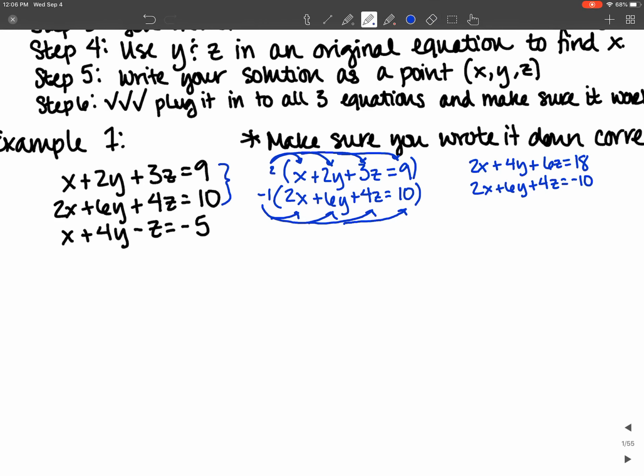And then negative 6 minus 4 gave me positive 2. 18 minus 10 is 8.